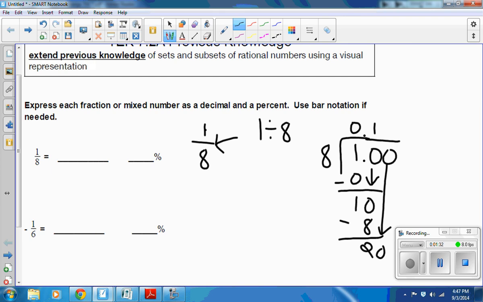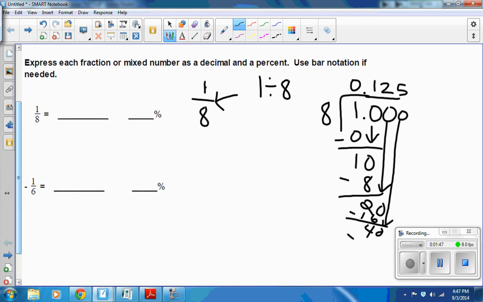8 goes into 20 2 times, leaving 4. I'm going to keep adding zeros until I see a pattern, or I can stop. So now I can stop because 8 will go into 40 5 times, leaving a remainder of 0. So it gives me an answer of 0.125. And the proper way to say that is 125 thousandths.